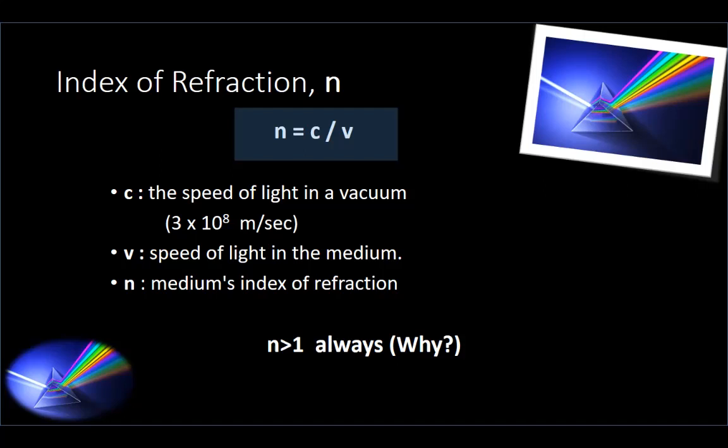Did you figure it out? n always has to be greater than 1 because our index of refraction is equal to c over v, and c, remember, is the speed of light in a vacuum. That's the speed limit for the universe. So our top number is always going to be greater than the number on the bottom, because all mediums are slower than a vacuum. Therefore, light is always going to slow down from that speed of 3 times 10 to the 8th meters per second.